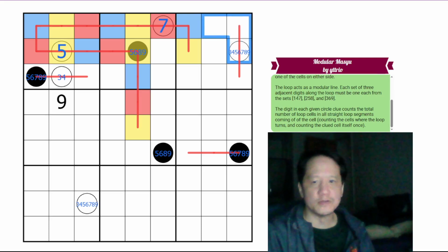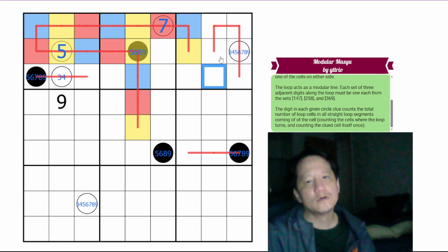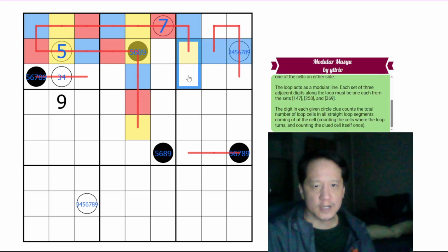This has to go this way. It can't do anything else. It has to go back here because it can't connect to here. So this must be blue. And if we tried connecting here, well, we know this is blue, and that doesn't work. So this cannot connect this way.